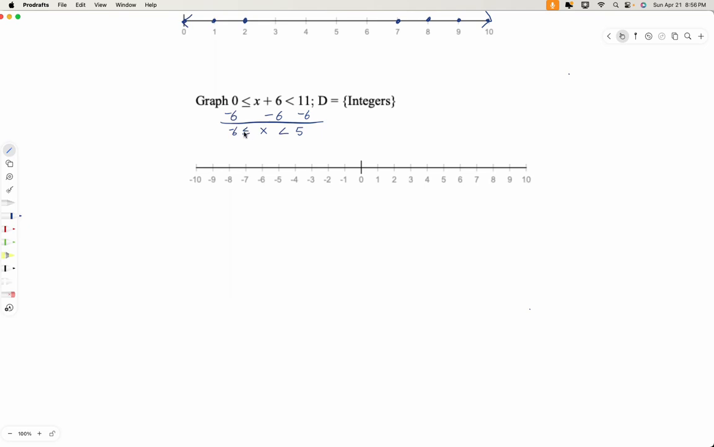So if negative 6 is less than or equal to, we circle that, and because of that little line, that tells us to fill it in, right? So we're going to graph the integers that are negative 6 and greater, but x is less than 5, so we can only go up to 4 because we're doing integers. So we would fill in all of the integers until we get to 4.